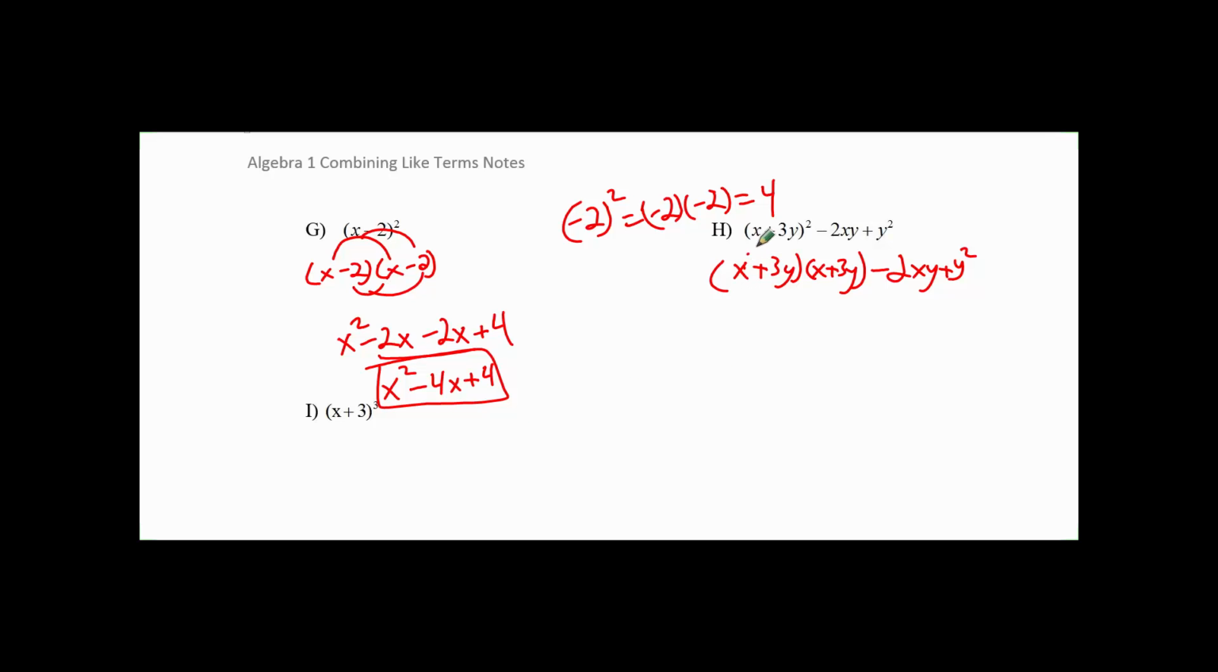Alright, so distribute. X times x is x squared. X times 3y would be 3xy. And the order doesn't matter too much, as long as you have a 3, an x and a y. 3y times x would be 3xy. And then 3y times 3y would be 9y squared. Make sure it's not a 6y squared.